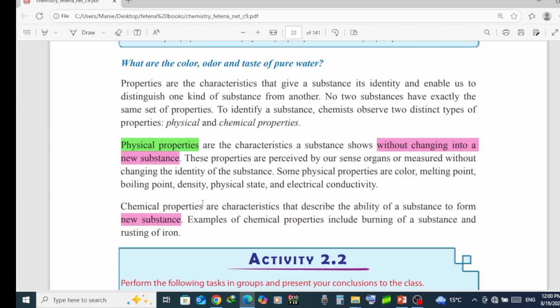That is called the chemical property that we have said previously. Here are examples of chemical properties, including burning or starting to burn, which is a chemical property. Rusting of iron is also a chemical property.